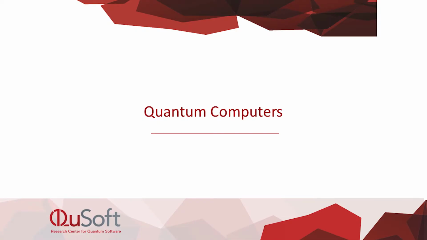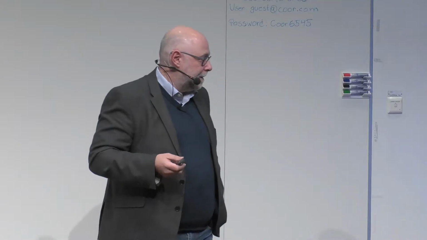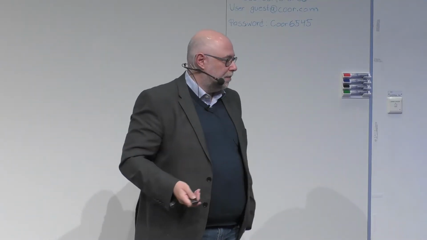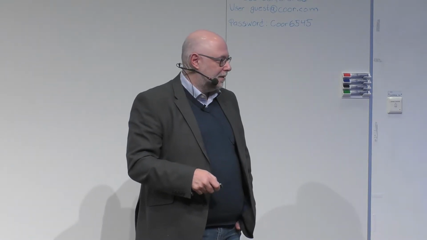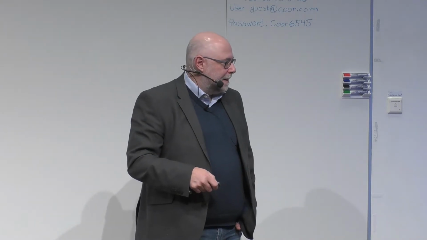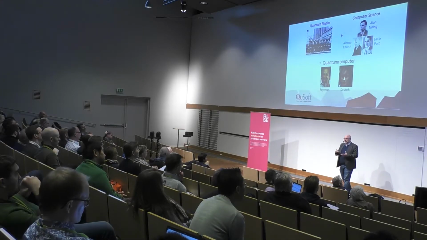I'm going to talk about quantum computers and merging these two revolutions, I might say, quantum physics and computer science, into something that's called quantum computers. And I guess already Turing could have done that in the 30s, because quantum physics was already known, and maybe he should have, I don't know. But it took till the 80s when Feynman and David Deutsch really put these two things together in a rigorous way.